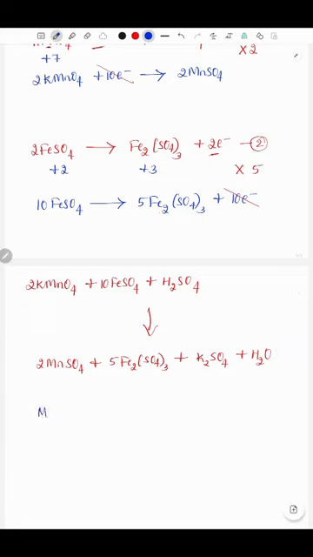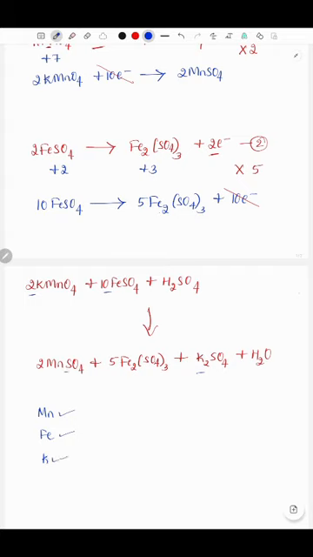First is manganese. 2 manganese, 2 manganese. Yes, it is balanced. Next comes iron. There are 10 iron atoms on the reactant side. 5 2s are 10 on product side. Yes, that is also balanced. Next comes potassium. There are 2 potassium on product side and reactant side. That is also balanced.